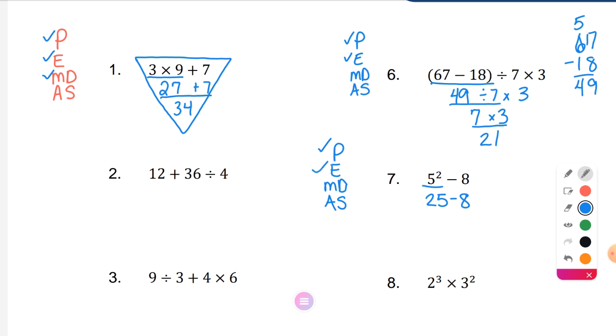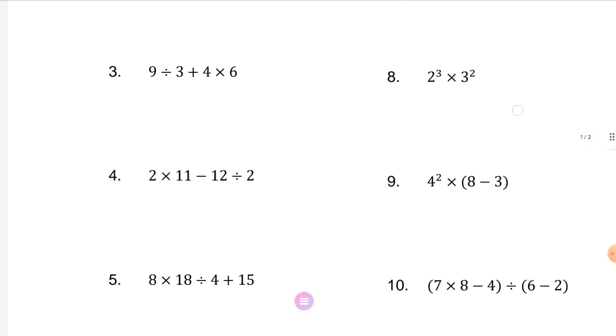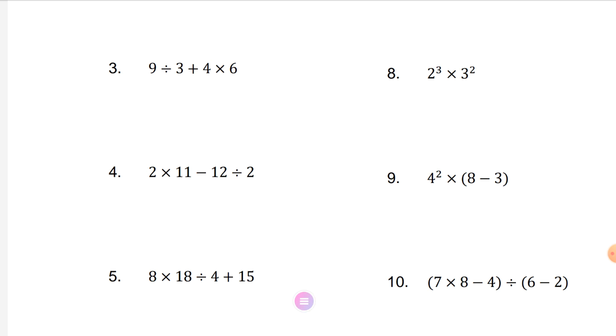We got our exponents. There's no multiplication or division. What's 25 minus 8, Lori? 25 minus 8. 17. Okay. Everybody have that before I move down? Finley, do you have a question? No? Okay, I'm going to move on down. Let's go to number 3. Let's write our PEMDAS out to the side.